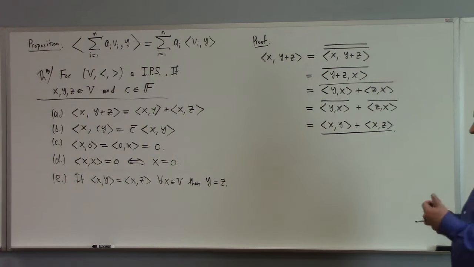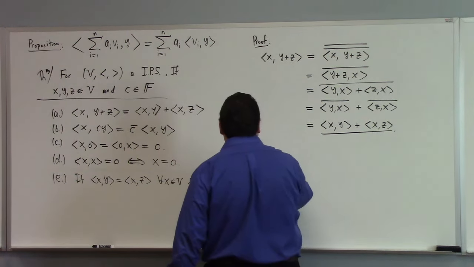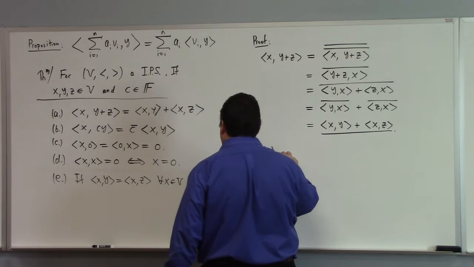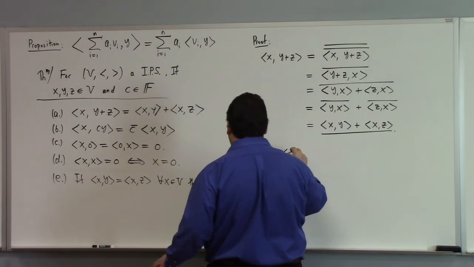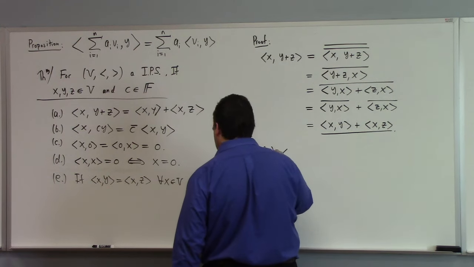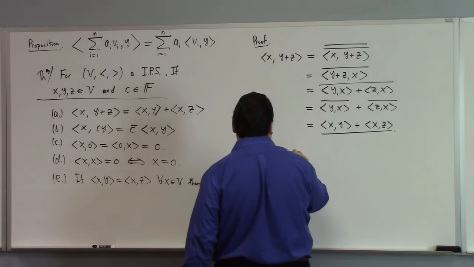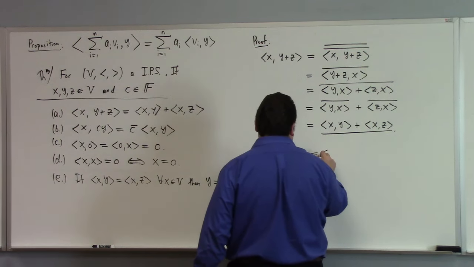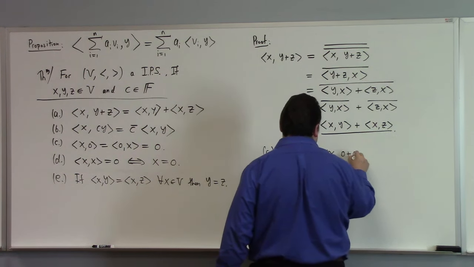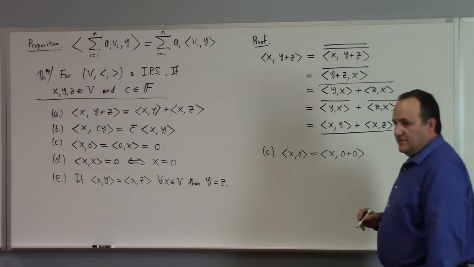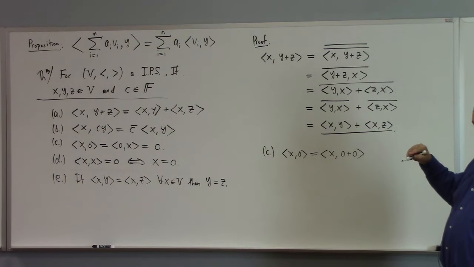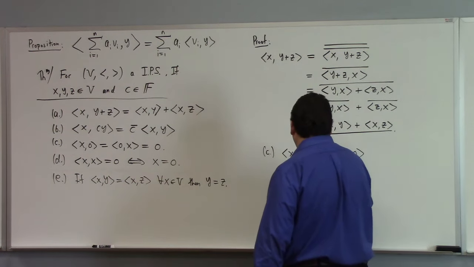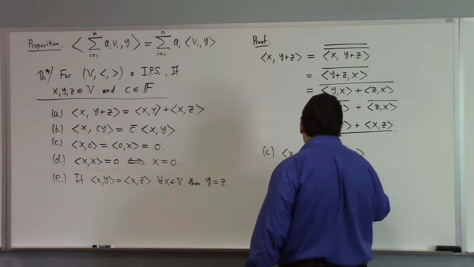I'll tell you what, I'll prove part D for you as well, and then we'll stop with these. Check this out. I'm in part C, and I'm going to leave D to you guys. In C, if I take the inner product of x with 0, I can rewrite that as x comma 0 plus 0, because 0 is equal to 0 plus 0. But then by part A, which we just proved, this is x comma 0 plus x comma 0.